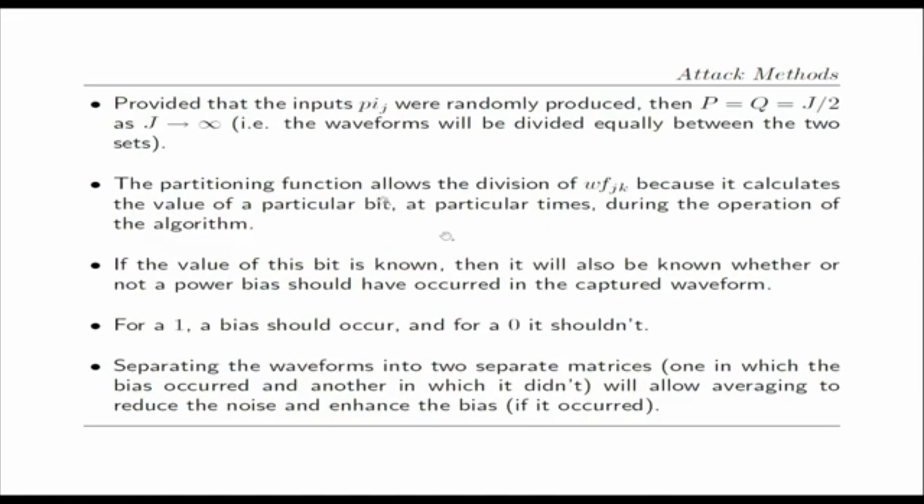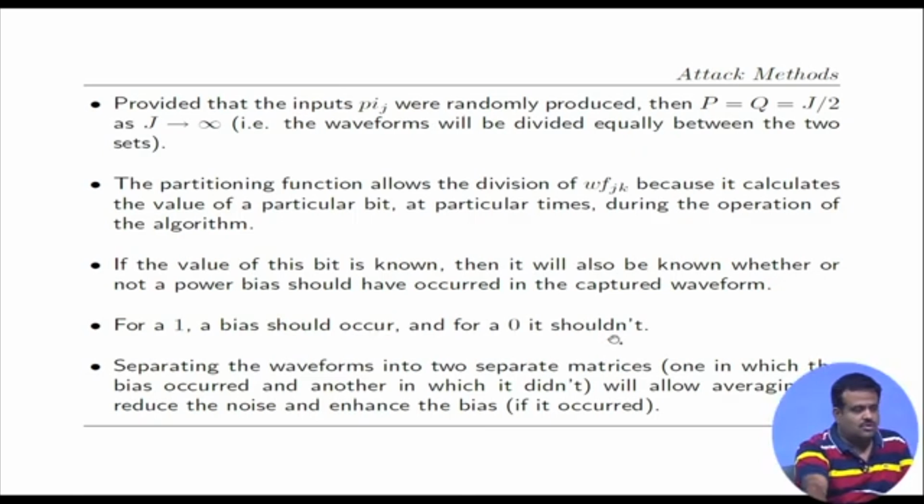Now, provided that the input Pij, the plain text, was randomly produced, then as j tends to infinity, P and Q will be j by 2, because there will be half 0 and half 1. For 1 the bias should occur, and for 0 the bias should not occur.